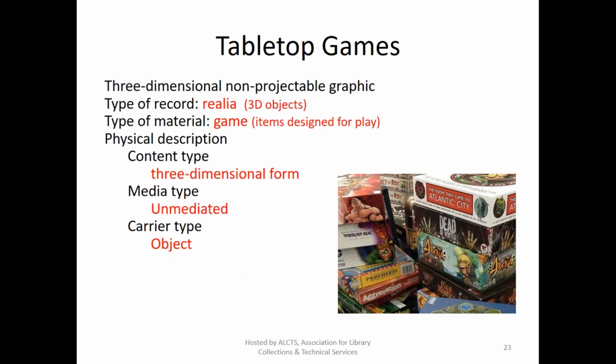I'll talk a bit more about a MARC 300 physical description in a bit, but I want you to see how RDA treats the three-dimensional forms. Again, this game has a content type of three-dimensional form. The media type shows the general type of device used to run it. This is unmediated. It doesn't need a device. The carrier type is a predominant part of the manifestation, and this is just an object, a three-dimensional artifact or naturally occurring object.